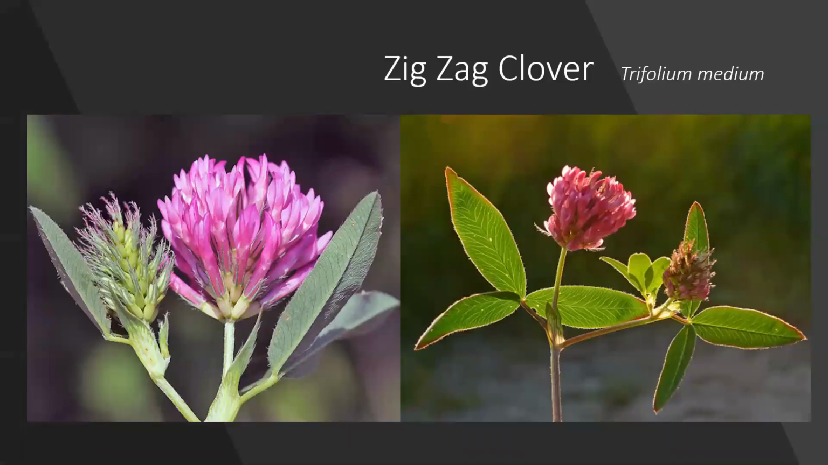So the first one is the zigzag clover. It is known as the trifolium medium. The reason it's called the trifolium is because the trifolium is the group of three leaves, and they're always going to be opposite from each other. So there's going to be one on this side of the stem and one on this side of the stem.